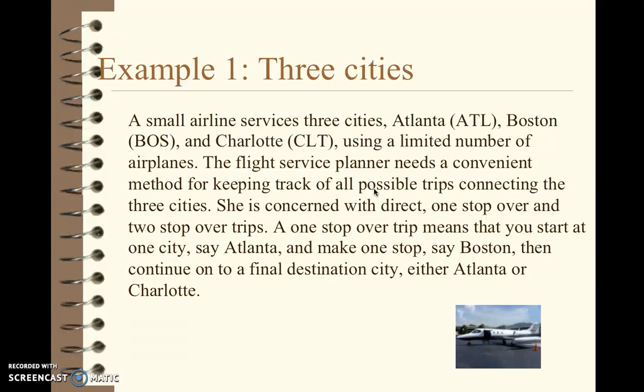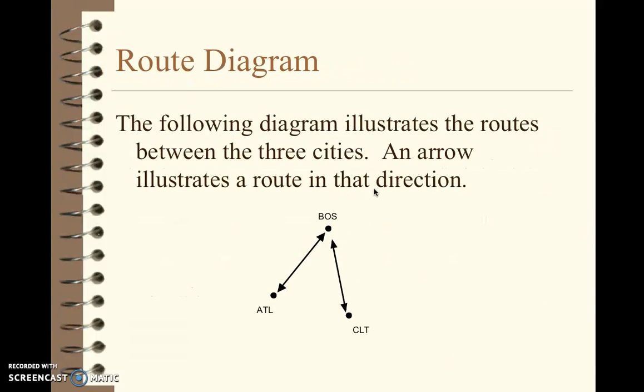Okay. Now, we've got direct, 1 stopover and 2 stopover trips. All right. Now, 1 stopover trip means that you start at one city, say Atlanta, make 1 stop, say at Boston, and then continue on to your final destination city, either Atlanta or Charlotte. Okay, so that's your 1 stopover trip. Now, the easiest way to set these out is to put them into a diagram.